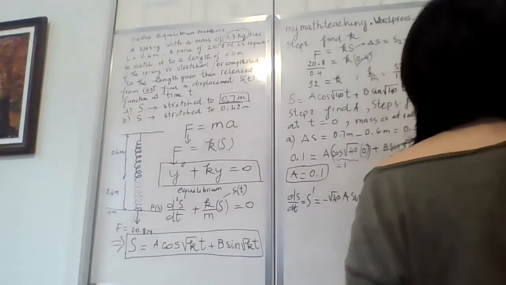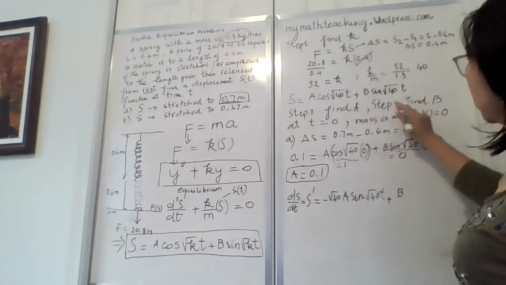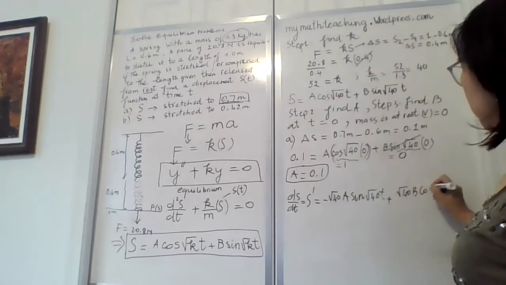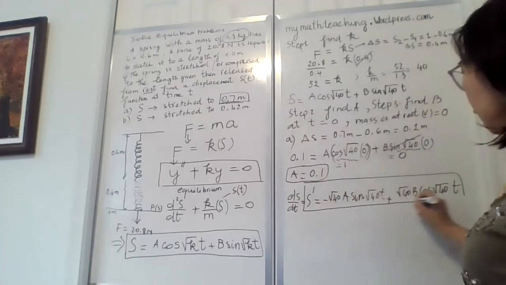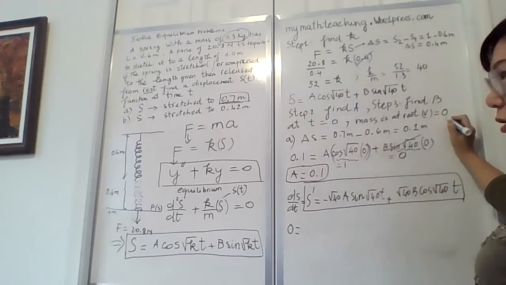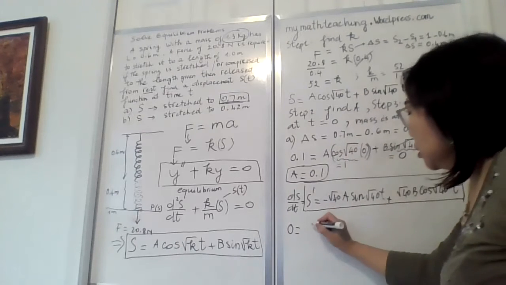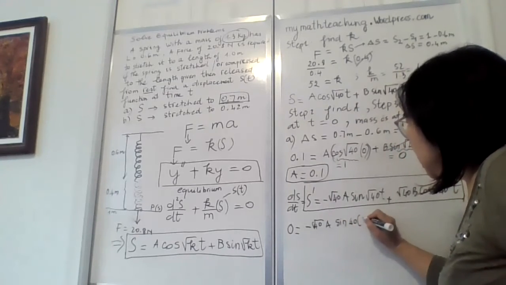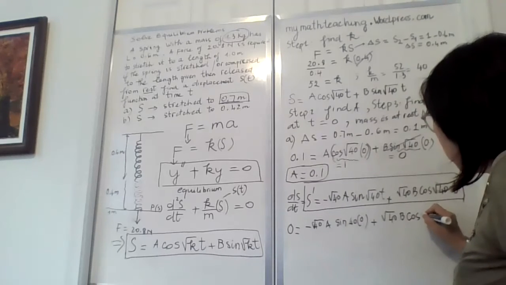Adding with b, and the derivative of sine is cos. So adding with square root of 40 times b times cos of square root 40 times t. So this is our ds over dt, and we use it to solve for b. So now we're going to substitute the s prime here equals 0 because we know mass is at rest, velocity equals 0, right? So now let me put in the substitution. So we have minus square root of 40 A sine of square root 40 at time t is 0, adding with square root of 40 b cos at time t here is 0.